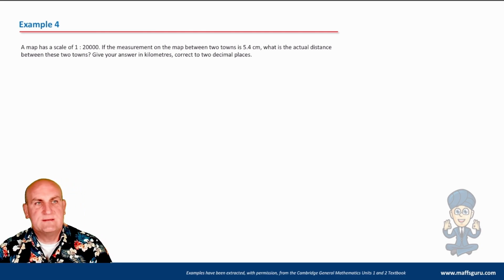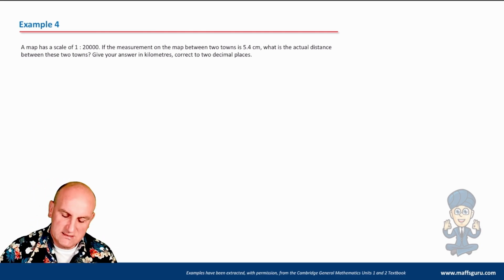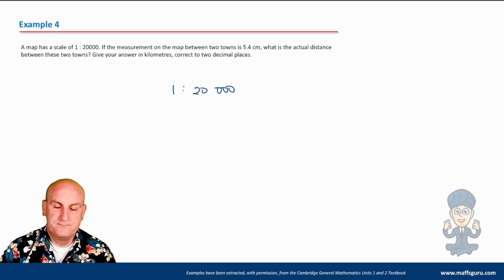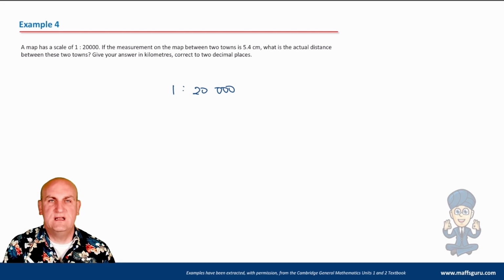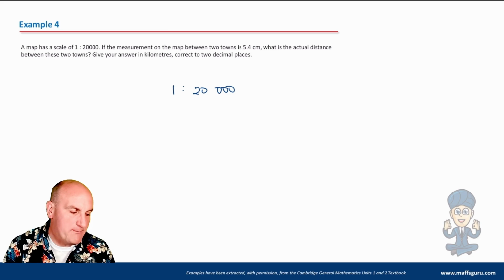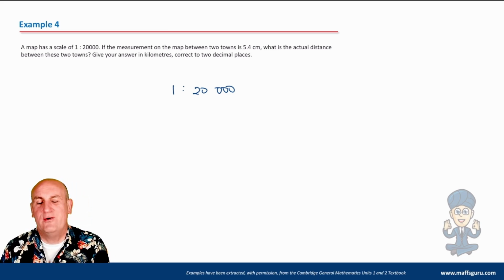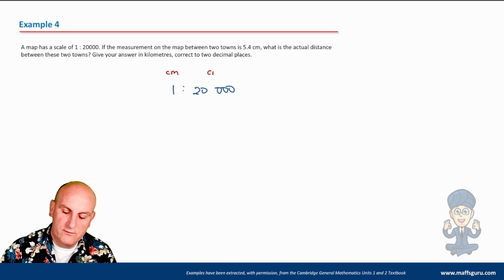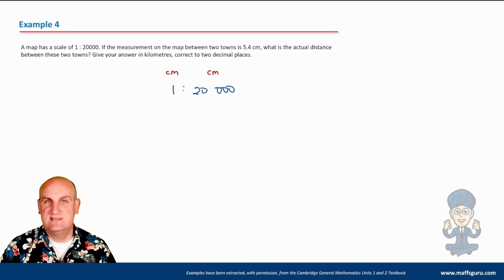Anyway, right, so a scale on a map of 1:20,000. Let's understand what that means first. 1:20,000. What it means is that for every 1 unit of something on a map or on a scale, it's equal to 20,000 of those in real life. So, for example, if I had a map, it would say that 1 centimeter on the map actually in real life stood for 20,000 centimeters.